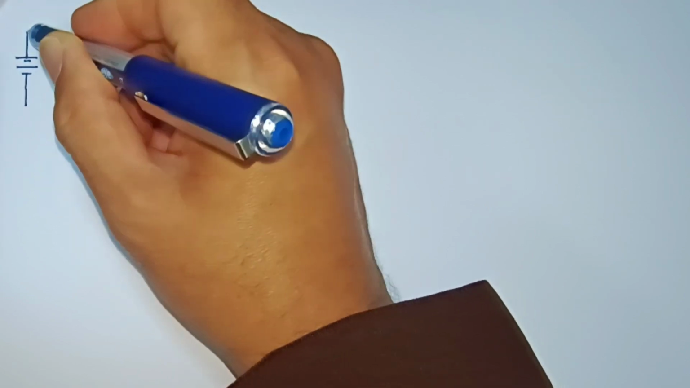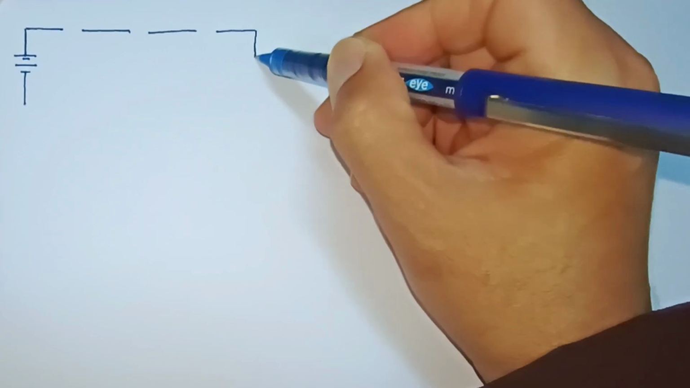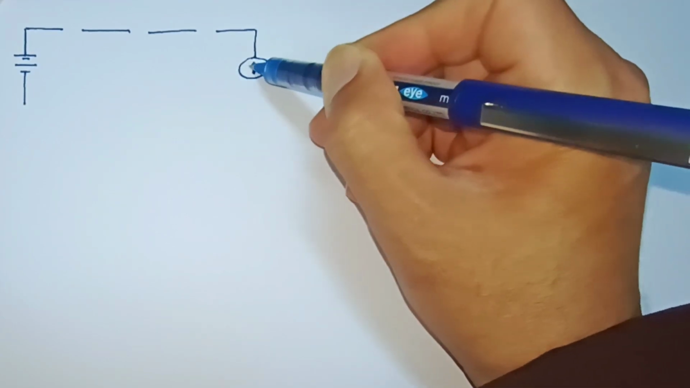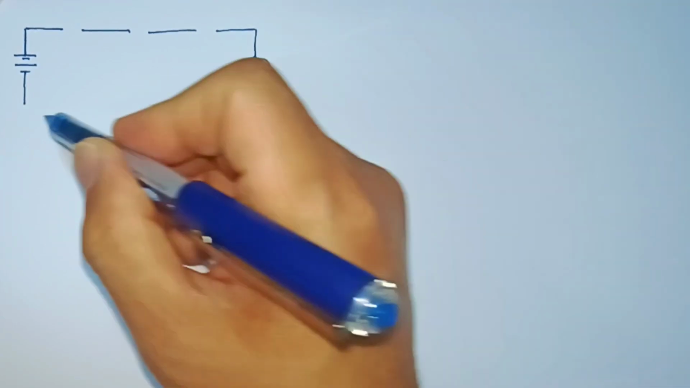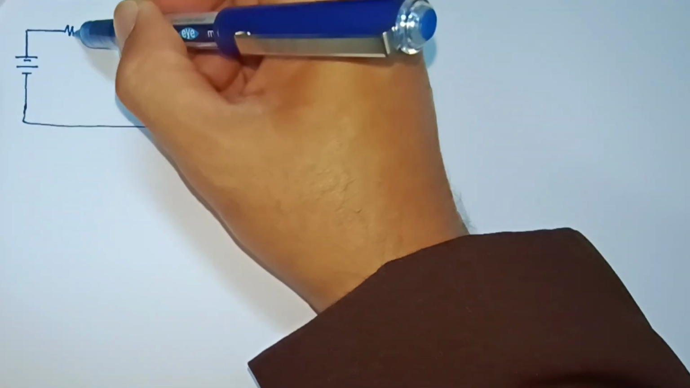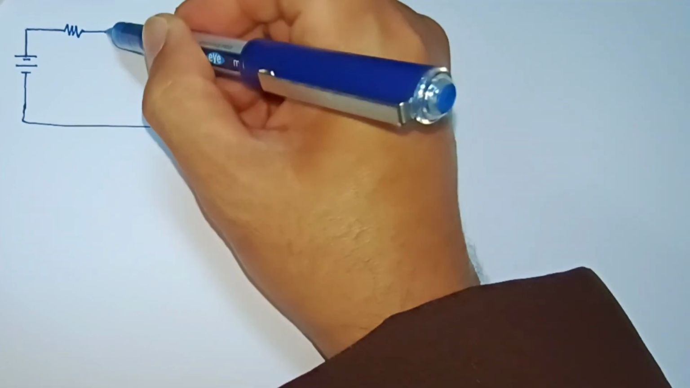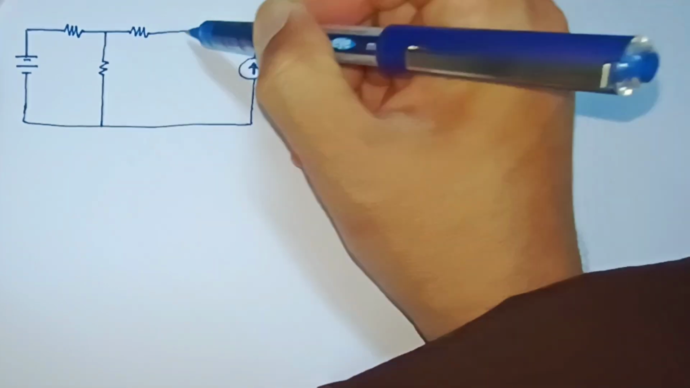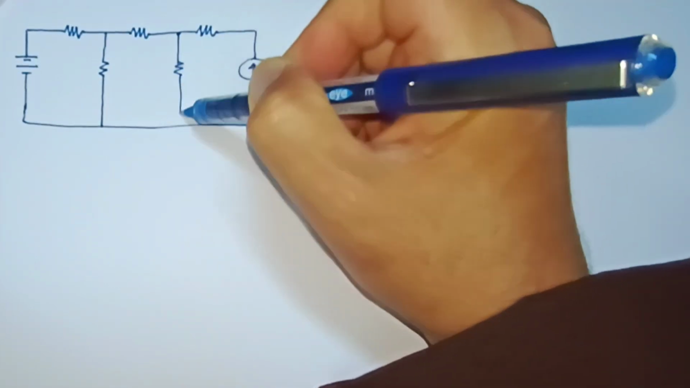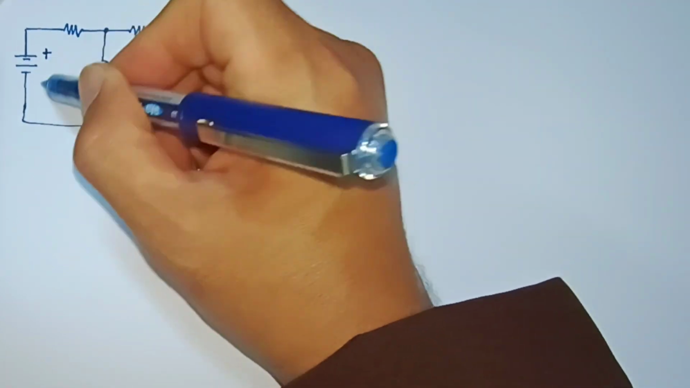Here, I'm drawing the voltage source on the left side of the circuit, and I'll be using 3 resistors at the top. I have one current source on the right side of the circuit, but let's first draw the 3 resistors at the top part of the circuit, and in the middle part I'll draw 2 resistors, and then we have the ground at the bottom.